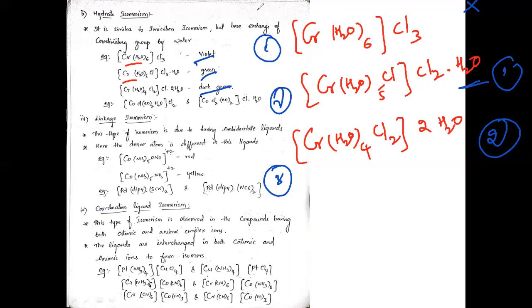This is also very important. If there is a change in the hydrate, then the physical property will also change. Such types of isomers are called hydrate isomers. Next, let us see linkage isomerism.